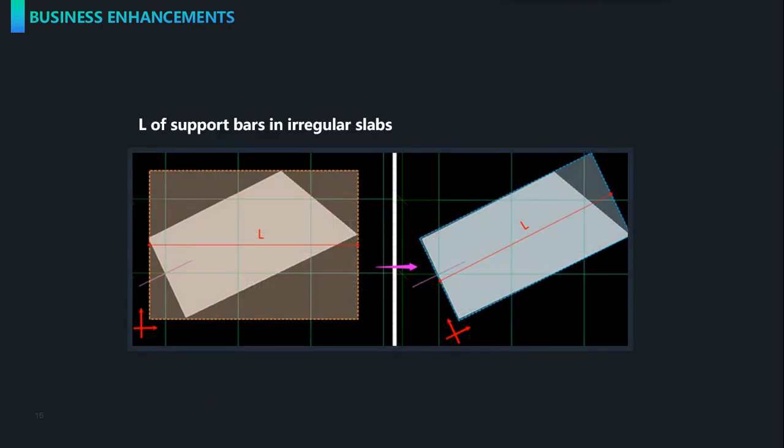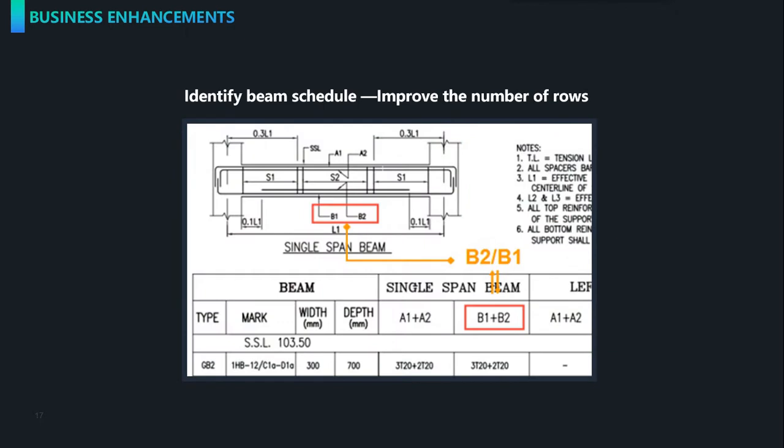When selecting the value for L of slab support bar, the original principle is related with the direction of the axis grid, which may lead to errors in many cases. Now we judge the value of L by the arrangement direction of support bar. The number of rows in software is consistent with that in drawings.